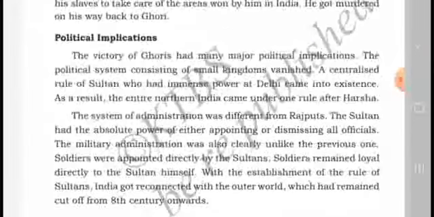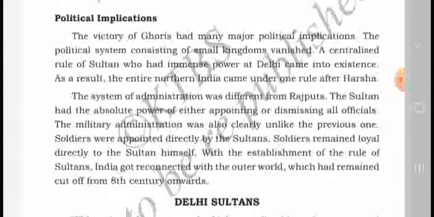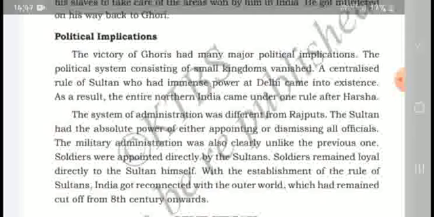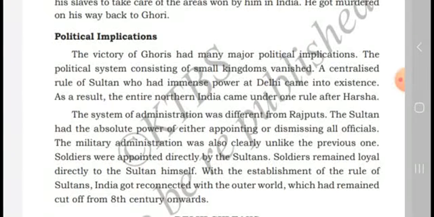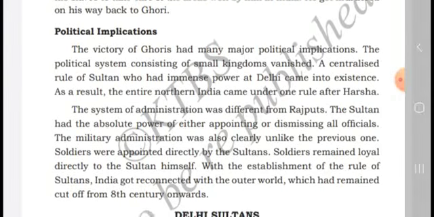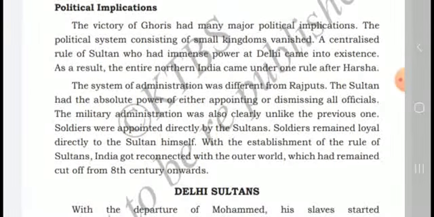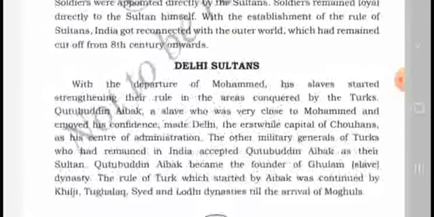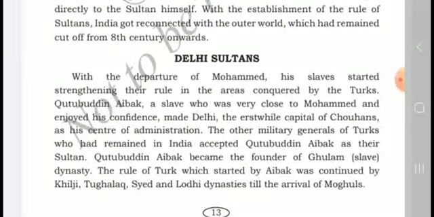So this was about Muhammad Ghori. Next, the political implications. The victory of the Ghoris had a major political implication. The political system consisting of small kingdoms vanished, and a centralized rule of Sultans, who had immense power in Delhi, came into existence. With the departure of Muhammad Ghori, his slaves started strengthening their rule in the areas conquered by the Turks.